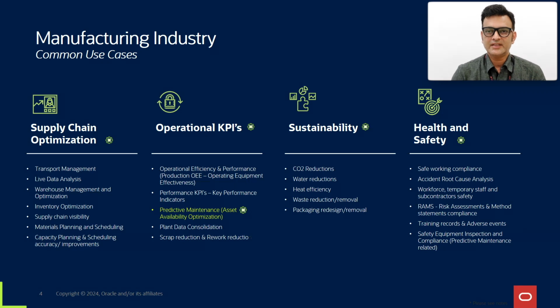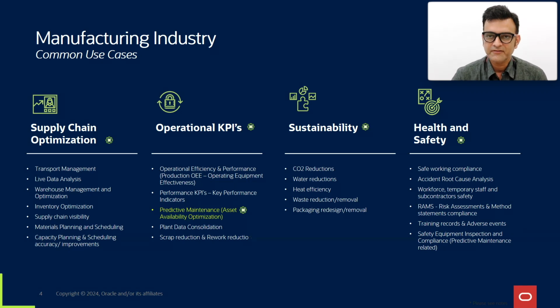Some of the use cases that we see in the manufacturing industry today, around supply chain, would be transport management, warehouse management and optimization. Even supply chain visibility is needed today. On operational KPIs, we see things like tracking performance KPIs, predictive maintenance, and plant data consolidation. These are some of the common use cases.